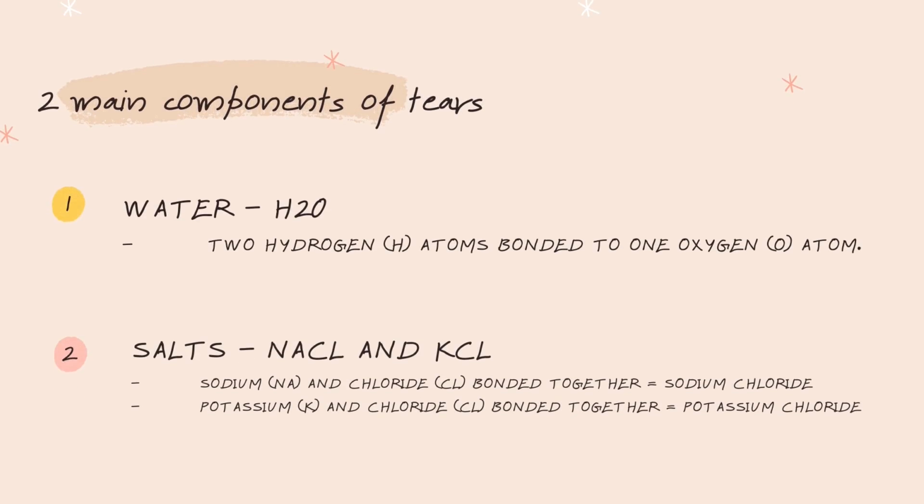The two main components of tears are, number 1, water, a primary ingredient of tears that is found naturally. It is composed of covalently bonded hydrogen and oxygen atoms. And number 2, salts. Salts are composed of sodium chloride and potassium chloride, which are found naturally in the ground. Sometimes, both are mixed together in a mineral called sylvinite, wherein sodium and chloride are ionically bonded, and potassium and chloride are ionically bonded as well.